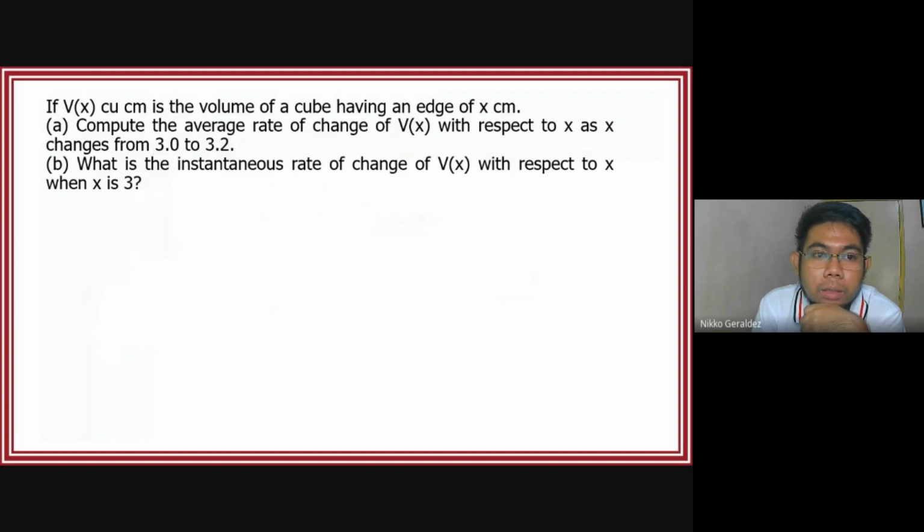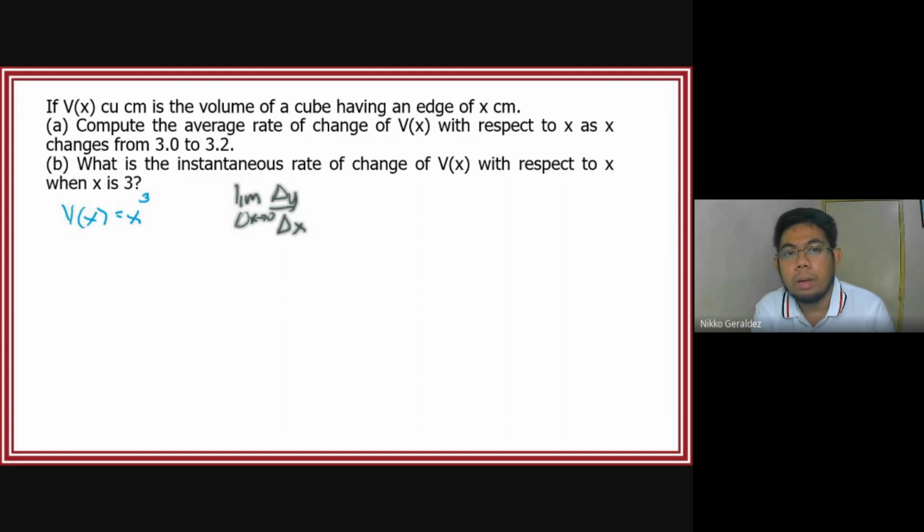The next, so letter B, what is the instantaneous rate of change? Okay. So manggagaling pa rin tayo sa formula ng volume na x cubed. So instantaneous rate of change, so that is the limit of delta y over delta x as delta x approaches 0. Diba? Okay. So gagamitin natin po.